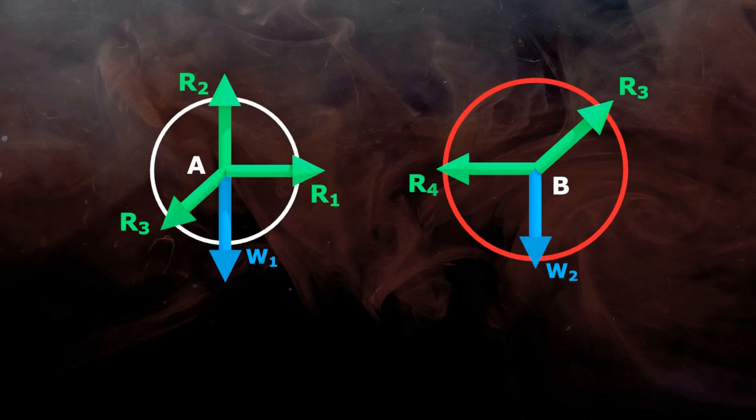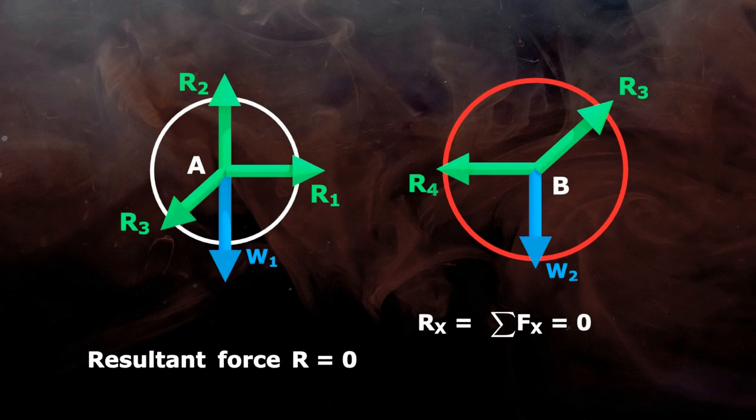If a body is in equilibrium, all the forces are acting in such a way that the resultant force R equals 0. Thus, the components of the resultant force along the x-axis and along the y-axis are also equal to 0. These two equations are called the equations of equilibrium. Here, x component Rx is the summation of horizontal components of all forces. Similarly, Ry is the summation of vertical components of all forces.